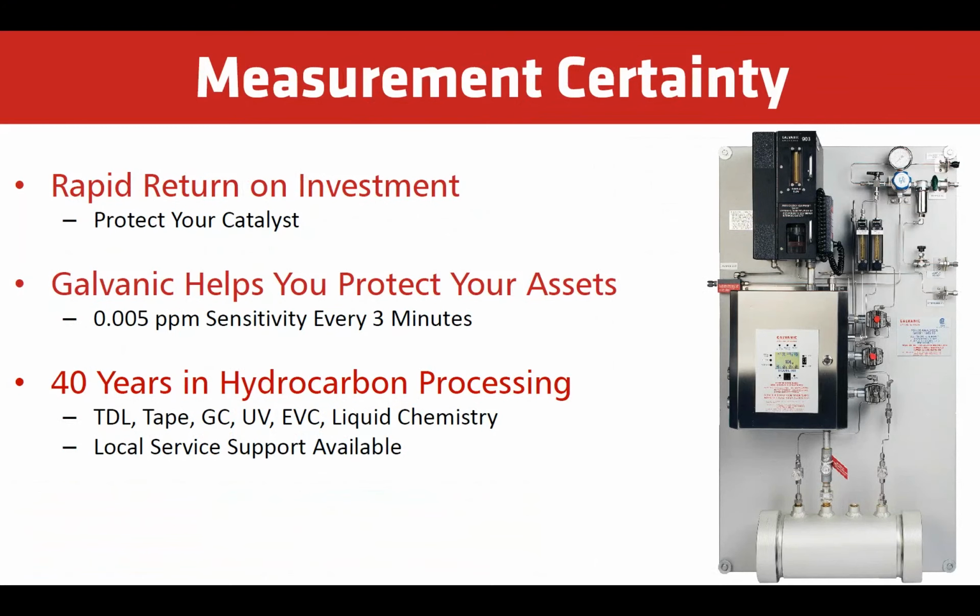The ProTech Nano 3 tape analyzer is designed to provide measurement certainty to your process. By continually monitoring your catalyst for impurities, we guarantee a rapid return on investment. Our analyzer will detect impurities down to 5 parts per billion every 3 minutes with an alarm every 30 seconds. We have 40 years of experience in the hydrocarbon processing industry using a variety of technologies. We are confident that the ProTech Nano 3 will serve you well.